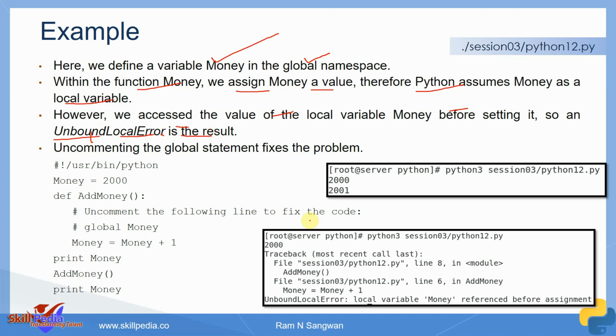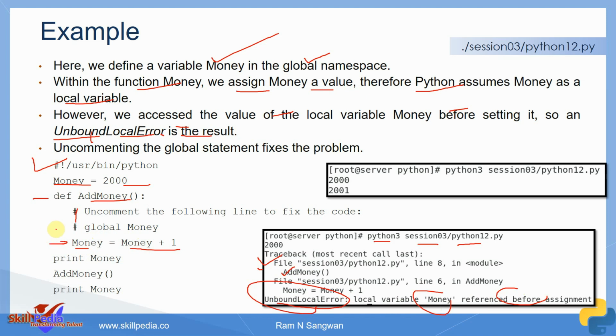This is what I'm trying first time. python3 python12.py. This is my program. Money is 2000. Definition add money. Global money. These are comments. So money equals money plus 1. I have not declared it. I have not passed it. So when you try this, you will get the error. And this is the unbound error. You see here: add money, line 6, UnboundLocalError: local variable money referenced before assignment.